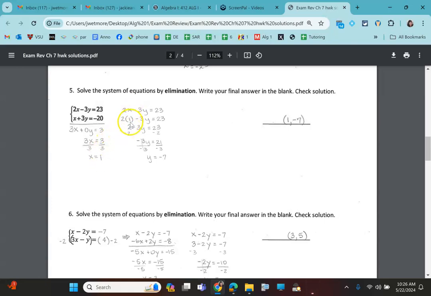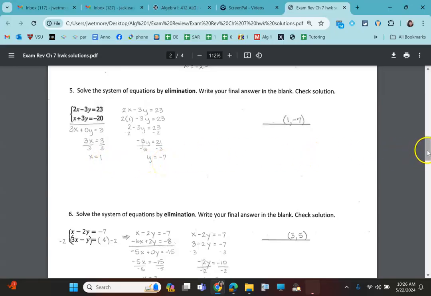So if x is equal to 1, then we can say 2 minus 3y. To get rid of that adding 2, I'm going to subtract 2 from both sides. So then I'd have negative 3y equals 21. Divide both sides by negative 3, and I would get y is equal to negative 7. So my solution would be (1, negative 7).